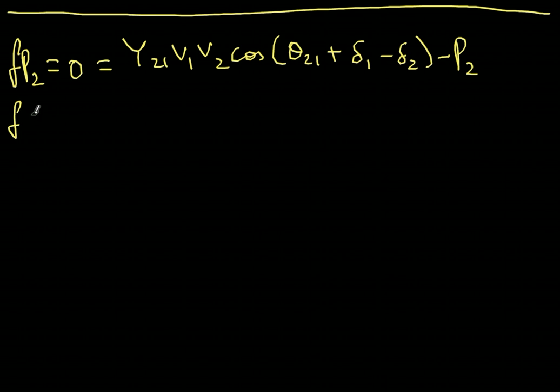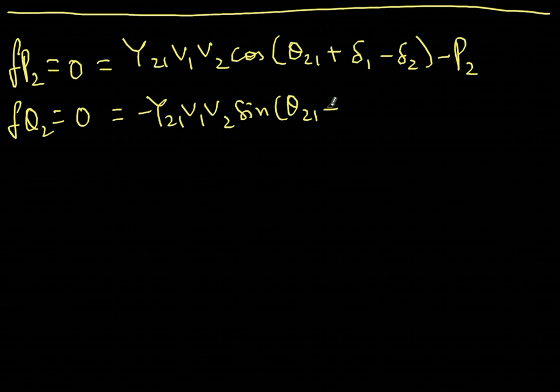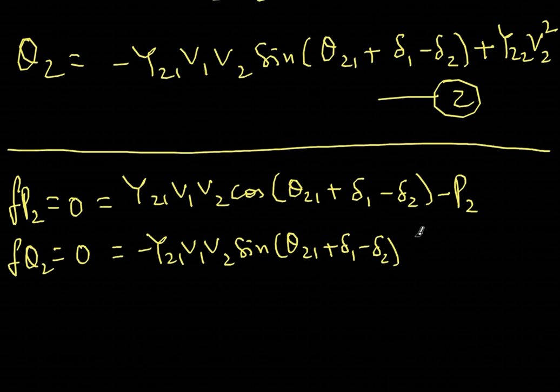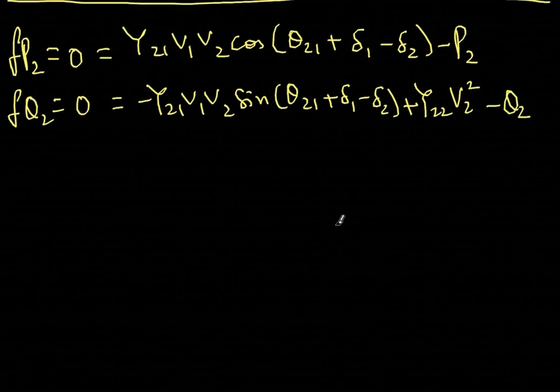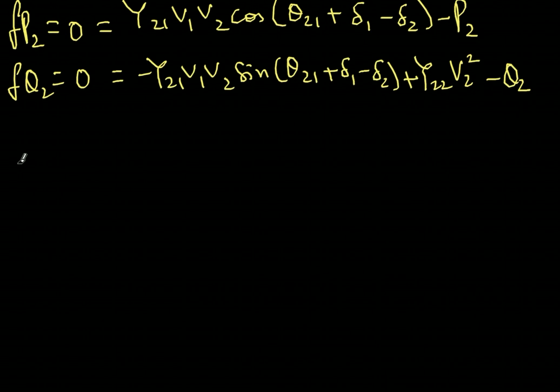Then function Q2 is again equal to 0. That will be minus Y21 V1 V2 sine of theta 21 plus delta 1 minus delta 2. Then I have another term plus Y22 V2 square minus Q2. So I have two functions. So let's differentiate them. Differentiation of FP2.